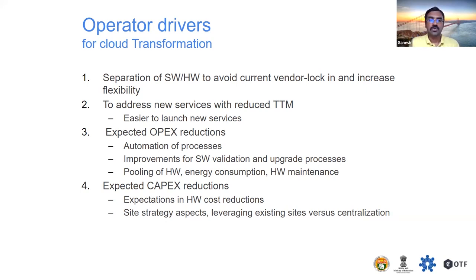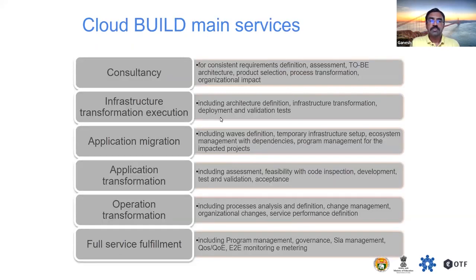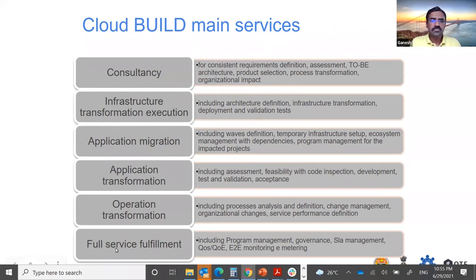This is one of the reasons we are talking about automation, how best I can bring in the new innovation, how best I can bring in the new processes and new thought processes. So coming back to some of these different stacks which I would like to touch base on: consultancy, infrastructure transformation execution, application migration, application transformation, operation transformation, and then the full service fulfillment. When I talk about the full service fulfillment, it is more about the quality of service, quality of an engagement. How do you do customer end-to-end delivery? Right? That's where this operational transformation is coming in.